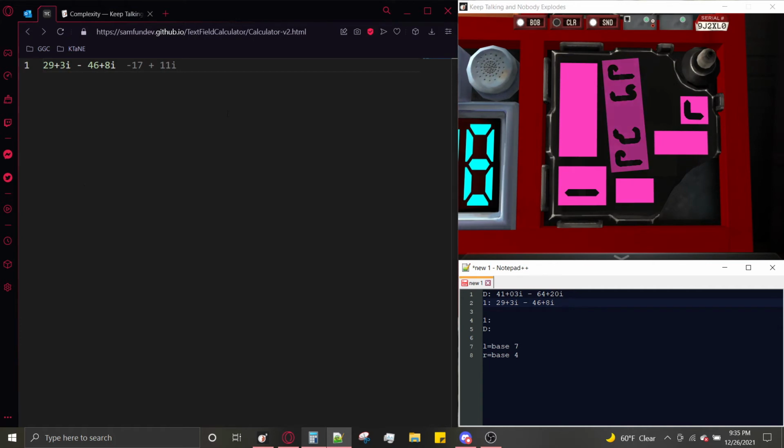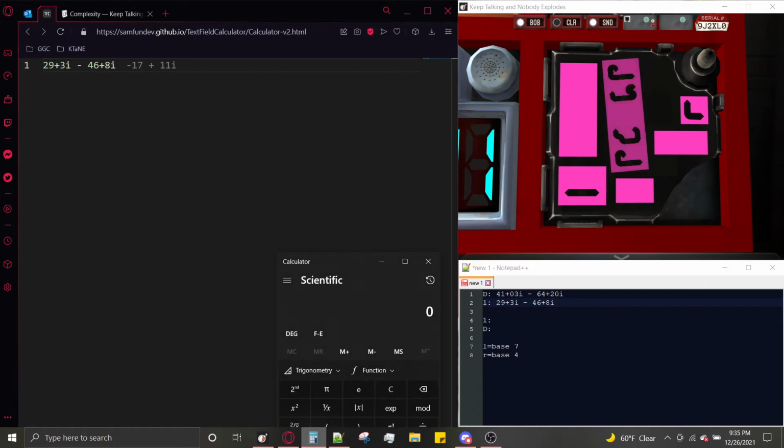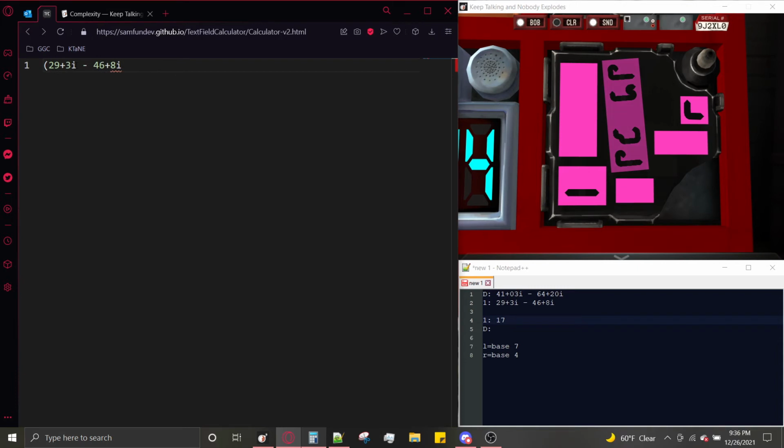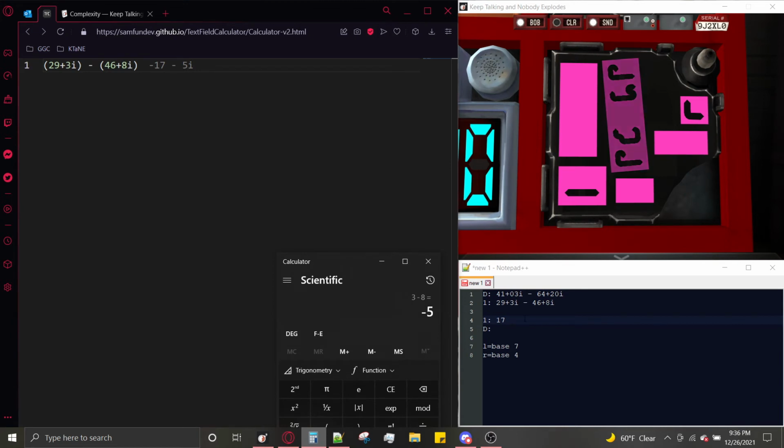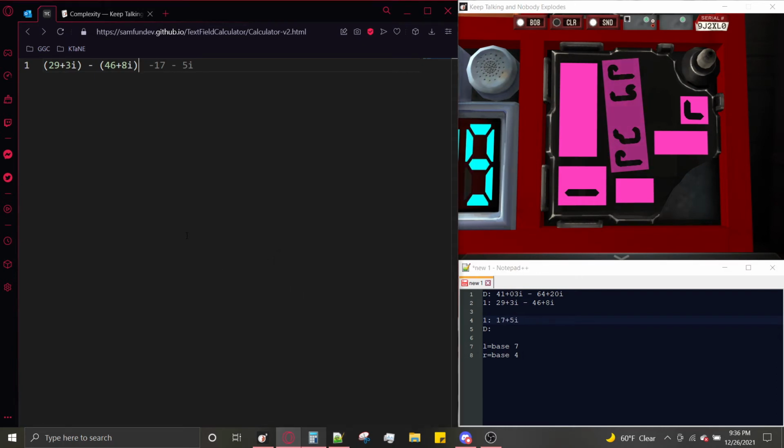But if we're going to do this without using the calculator, then how we would do this is we're going to take the difference of the numbers on the left side of the plus sign on both of our terms. So 29 minus 46 is negative 17. But we're only concerning ourselves with positive numbers, so this is actually 17. And then we're going to take 3 minus 8. Oh, my bad, I forgot to put them in parentheses again. Alright, now this is actually what we're getting. 3 minus 8 is negative 5, but we here in Complexity Land only concern ourselves with positive numbers. So this is the number we're going to put into the module, 17 plus 5i.